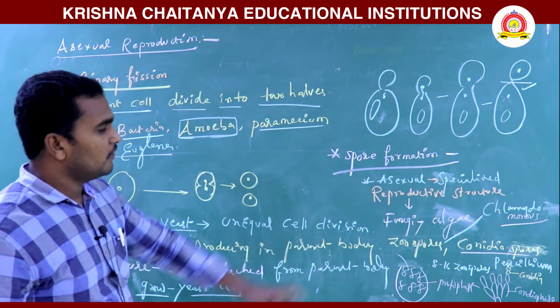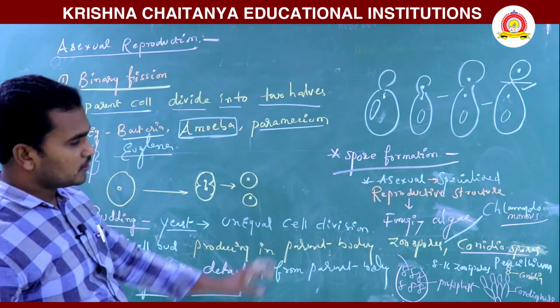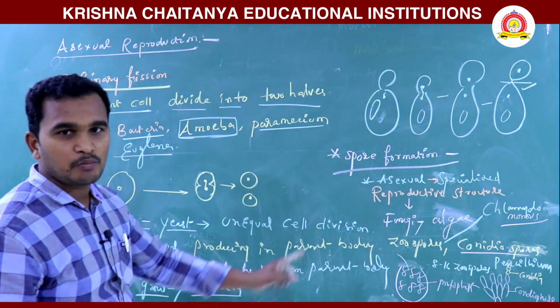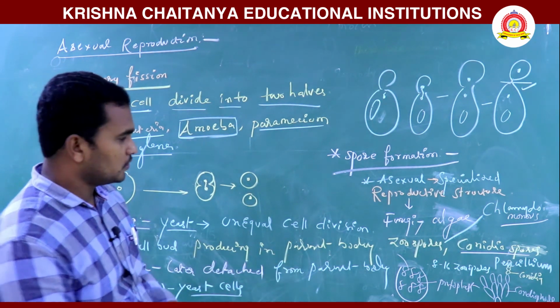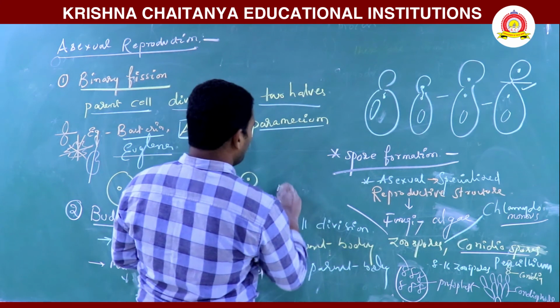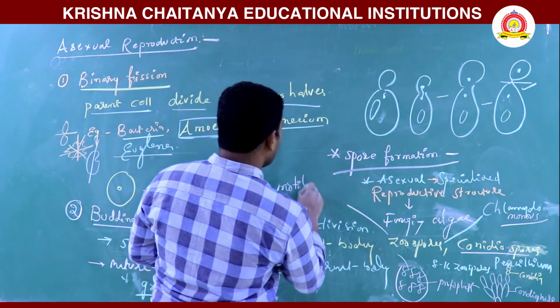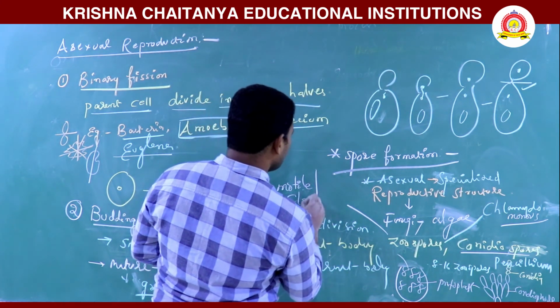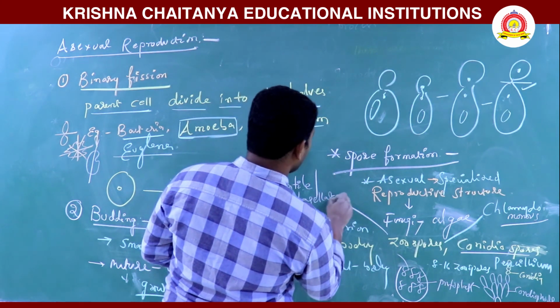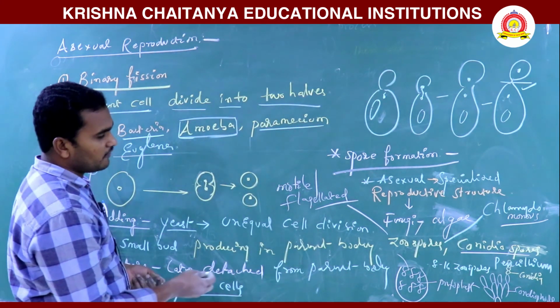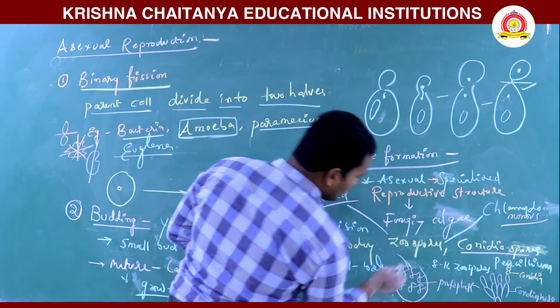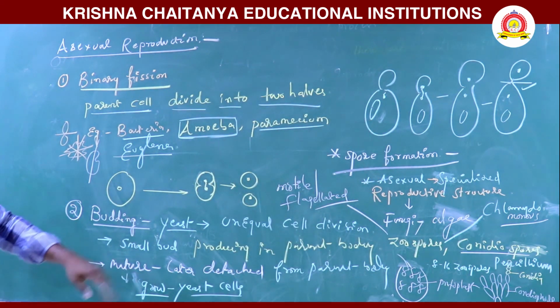So this we see in conidiospores and zoospores. Zoospores are motile and flagellated spores. Flagellated means having flagella. These are called flagella. So these are the types of asexual reproduction.